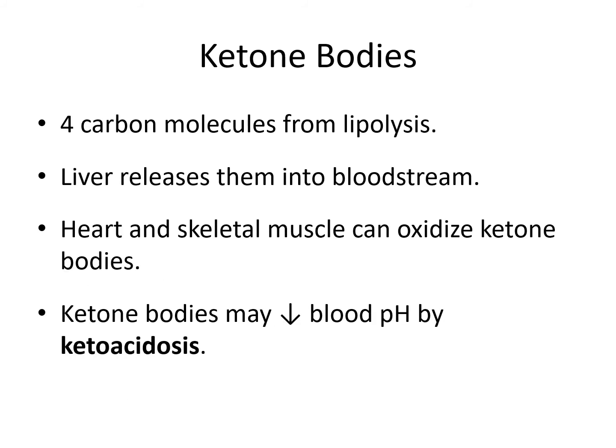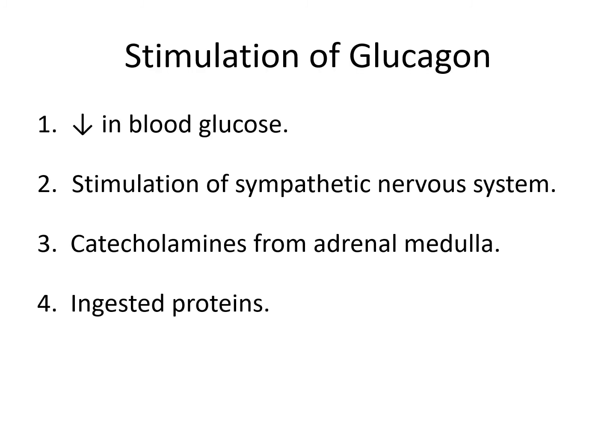So ketone bodies are 4 carbon molecules from lipolysis, and the liver releases them into the bloodstream. The heart and skeletal muscle can oxidize ketone bodies, which is good. However, ketone bodies may decrease blood pH by ketoacidosis. So overproduction of ketone bodies is not good. Stimulation of glucagon. What stimulates glucagon release? Well, one of the most common ones is a decrease in blood glucose. Blood glucose drops. This will stimulate glucagon production to increase blood glucose.